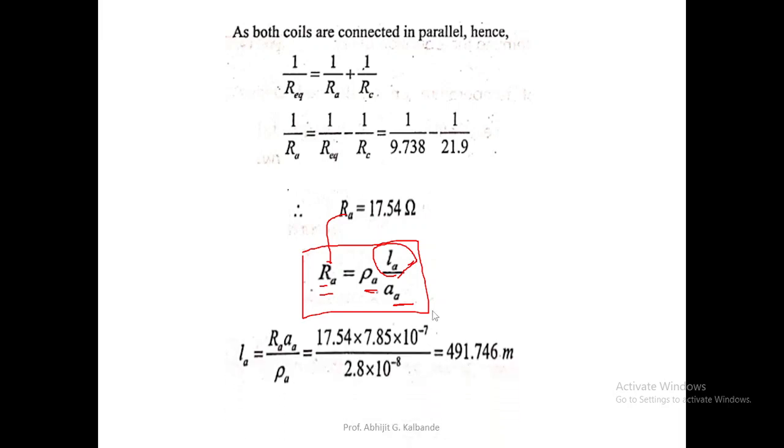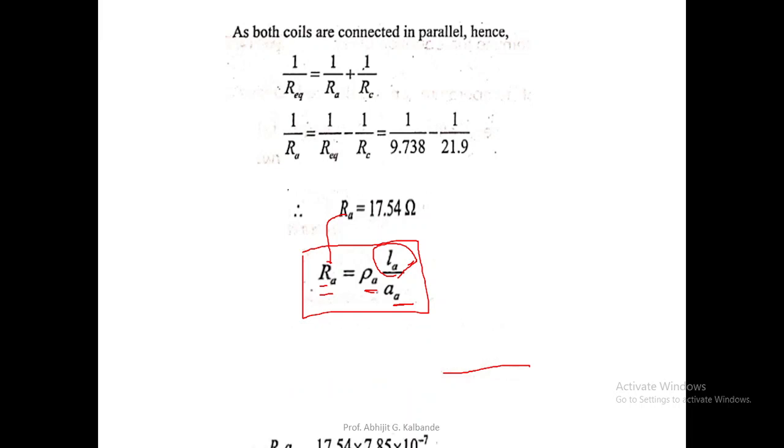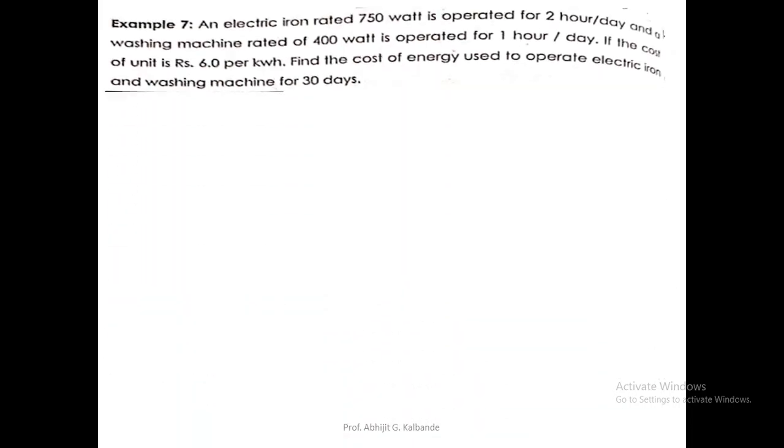So here I use the formula L_A equals R_A into A_A upon rho_A. So here we got the length of the aluminum wire that we had to find out in the numerical. I hope you also understand this numerical because it was very simple. Okay, so we will move to the next numerical.